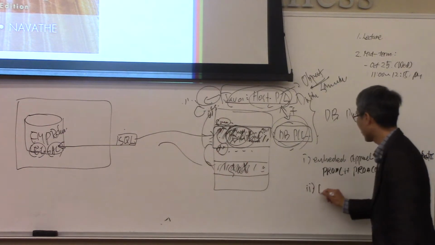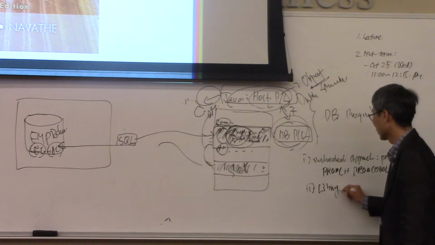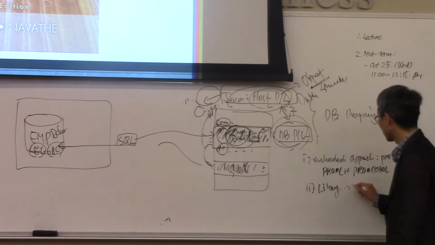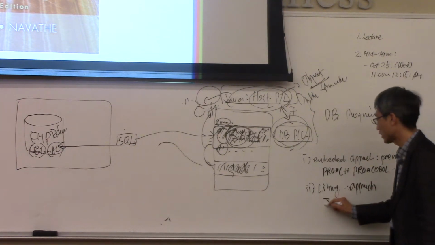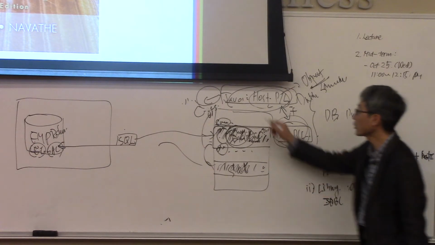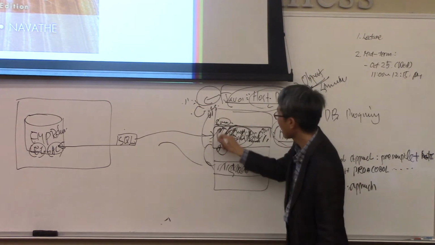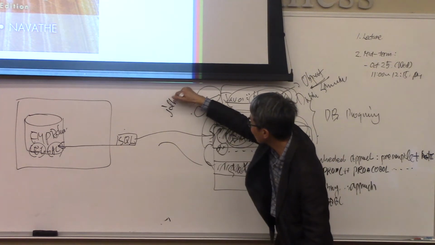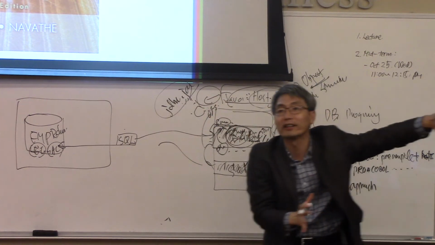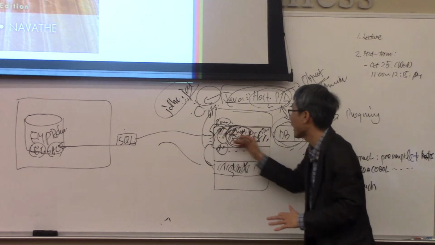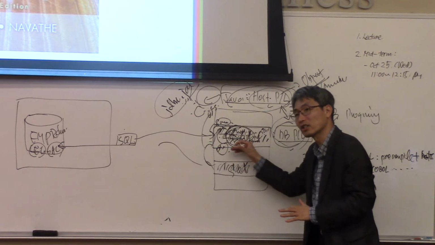Then this is called the library approach, such as JDBC, Java Database Connectivity. For Java, there is a library, the JDBC jar file. So somebody has already implemented connecting to the database, executing the SQL, and disconnecting.